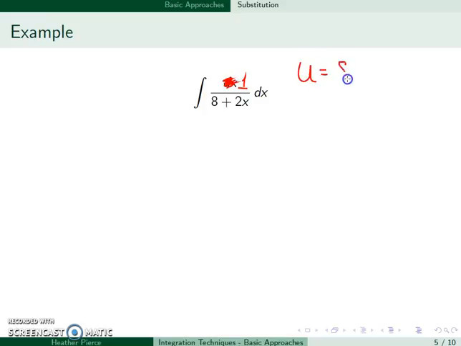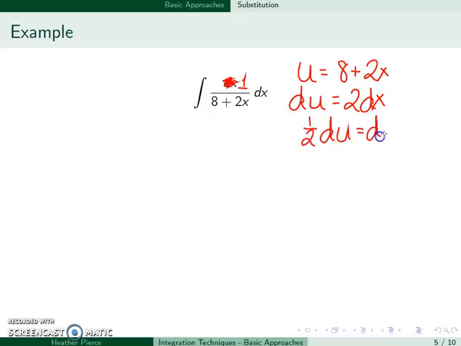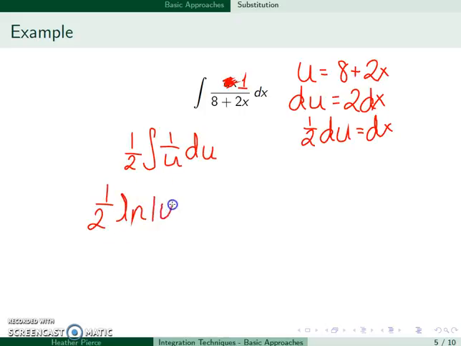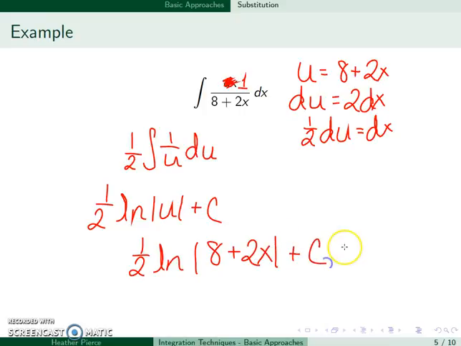So in this case, I'm going to let u be equal to 8 plus 2x. So du would be 2dx. Since I don't seem to have a 2dx here, I'll divide both sides by 2 to get 1/2 du is equal to dx. So this now becomes 1/2 times the integral of 1 over u du. So 1/2 ln of the absolute value of u plus c, which is 1/2 ln of the absolute value of 8 plus 2x plus c.